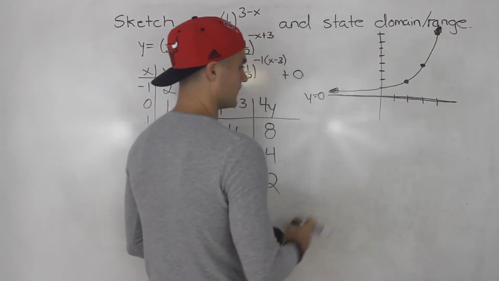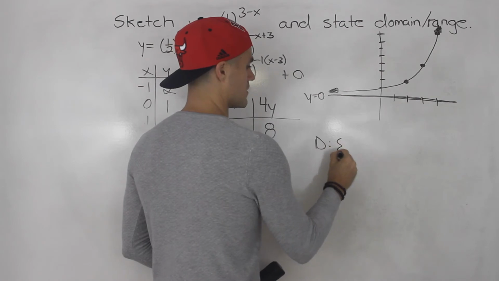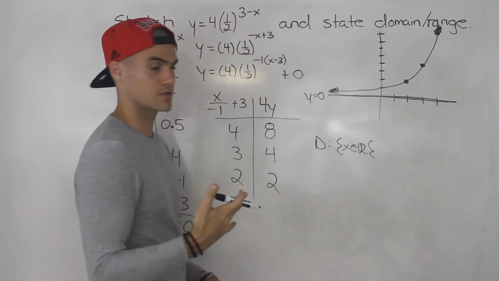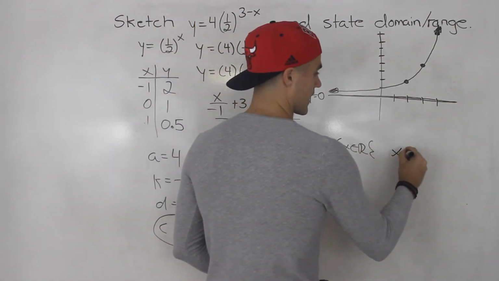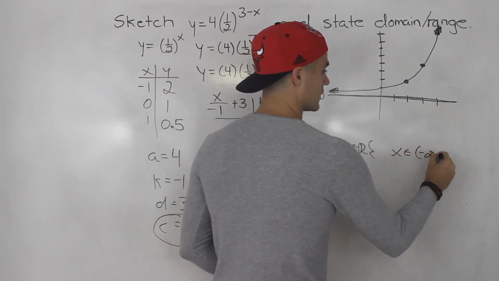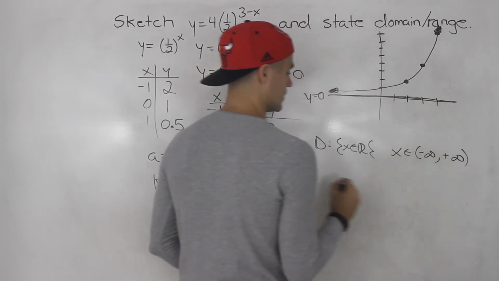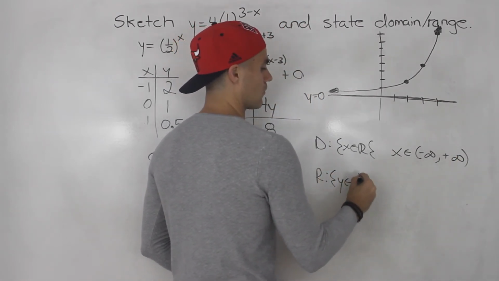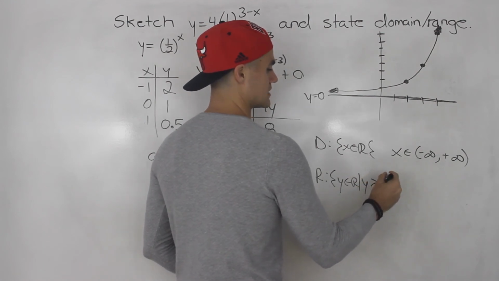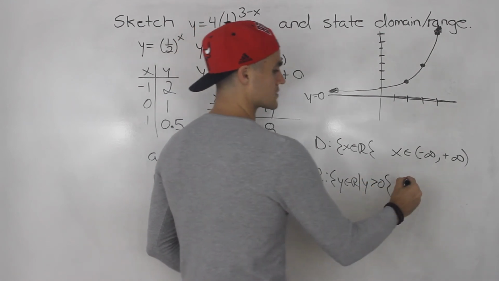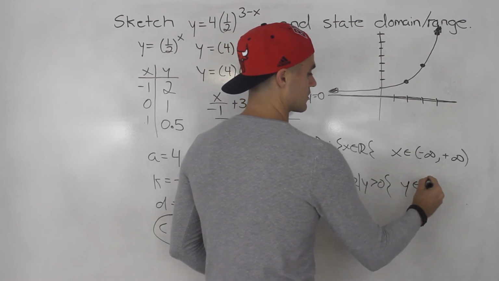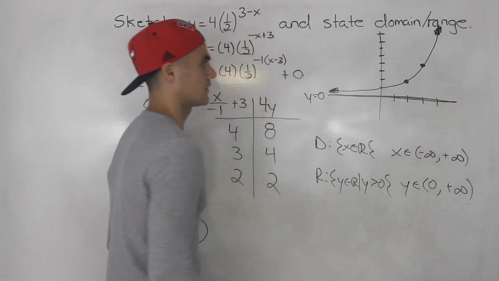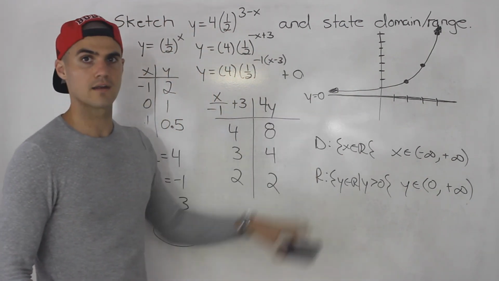Okay, so domain, x is an element of R. It's always x is an element of R for an exponential function unless you're dealing with a word problem. And x is an element from -infinity to +infinity. If you want to write in set notation, then we got y is an element of R. All the y values have to be greater than 0. So if we put this in set notation, basically all the y values are from 0 to +infinity. Graph, domain, and range.